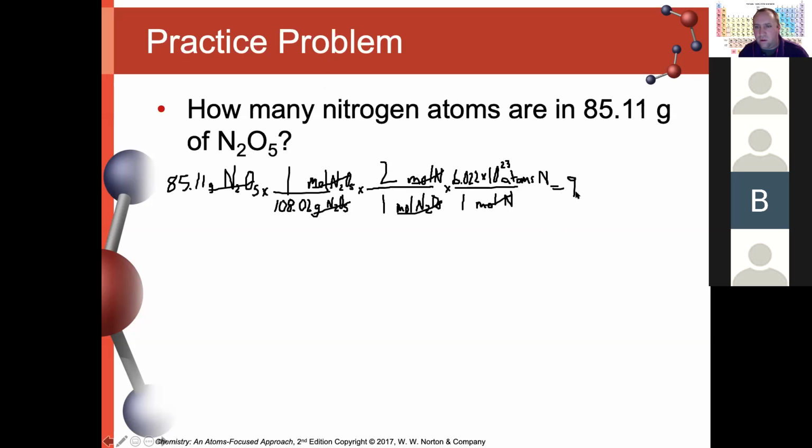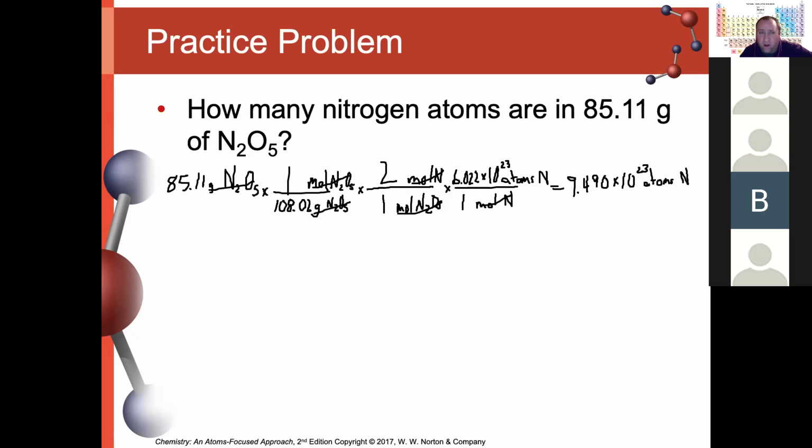$9.490 times 10 to the 23rd atoms of nitrogen. And so this is probably about as complex as these kinds of problems can get.